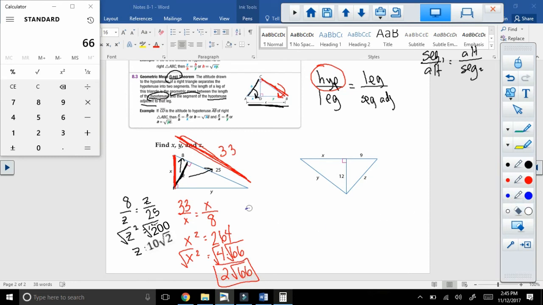For that next one, that last one, again, I have a leg. So when I put this in, I'm going to put the leg as the geometric mean, and I'm going to put that same number in both of those spots. And this is the geometric mean of the whole thing, 33 and 25. So when I'm solving this, what I'm doing is I'm multiplying those together and then taking the square root. So 33 times 25 is 825.